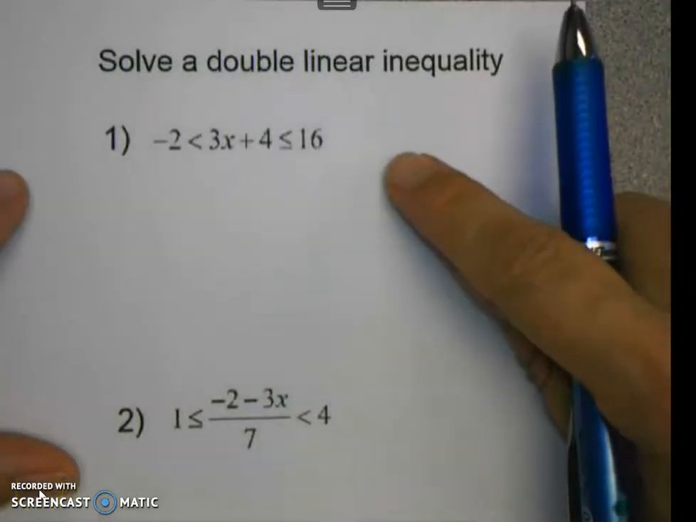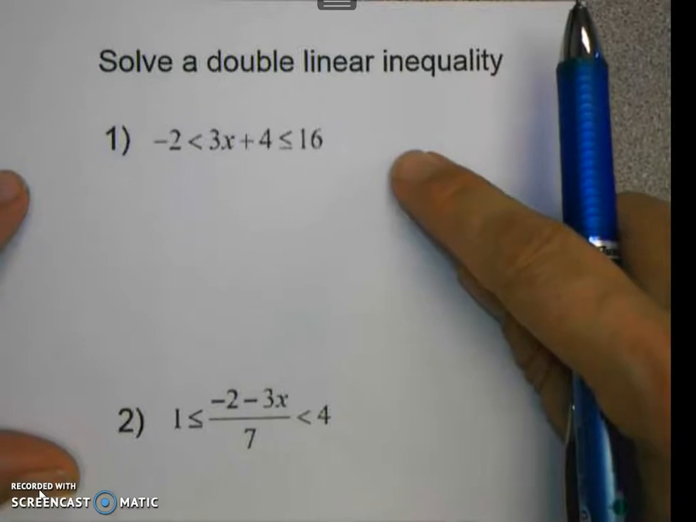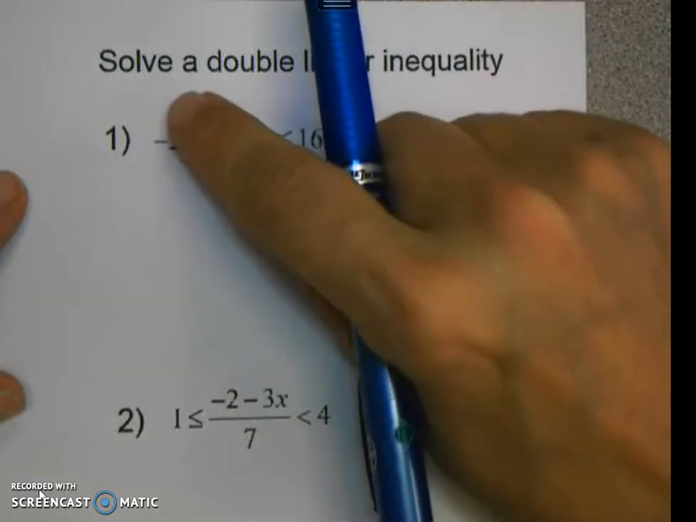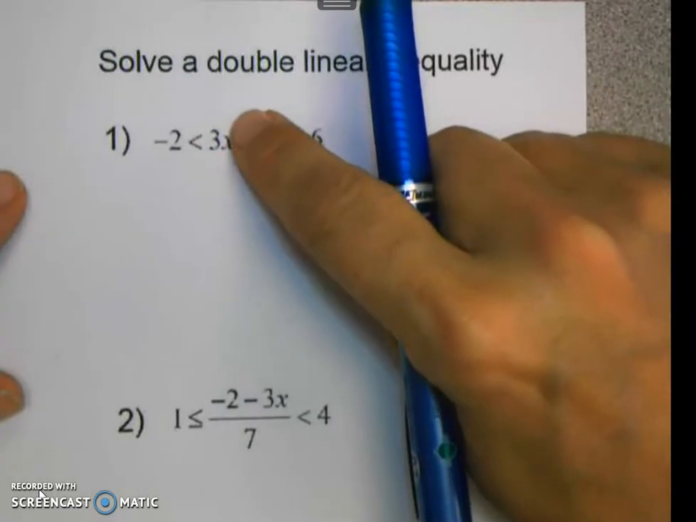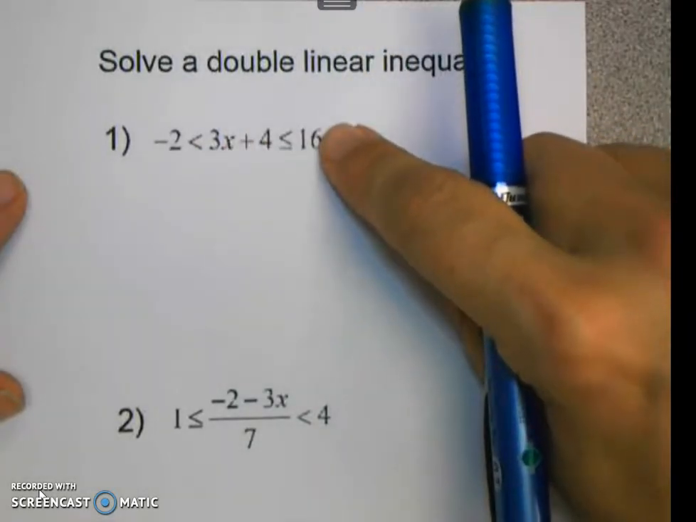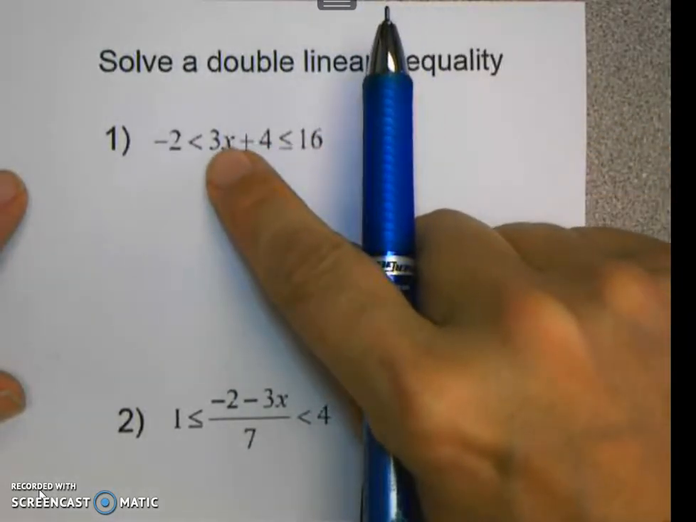We're going to do number one, the double linear inequality, short version. Remember the rule in math that says if you do something to one side, you must do it to the other? Well, if you notice, there's three parts to this. There's the left side, the middle part, and the right side. And our goal is to get x alone.